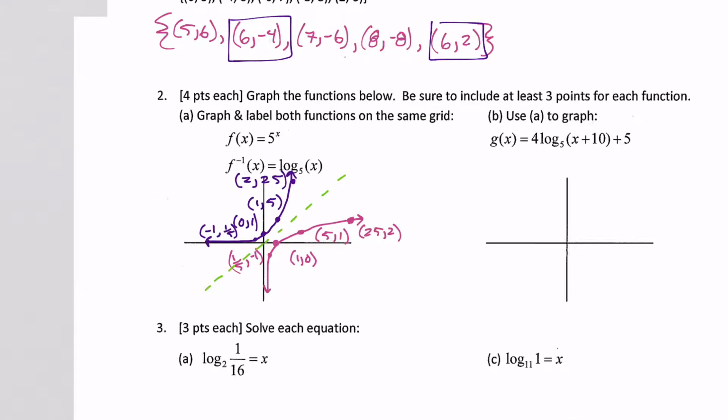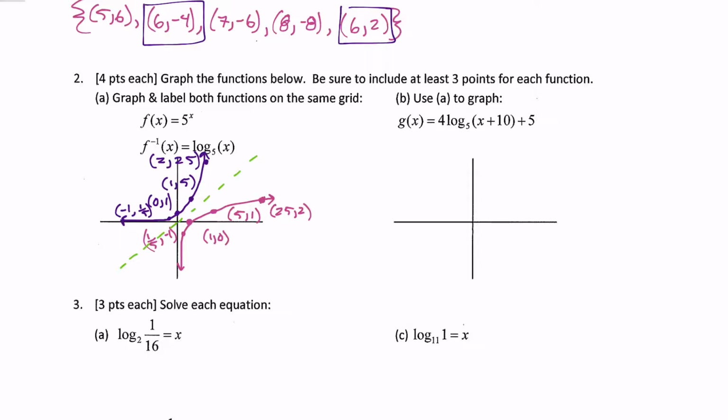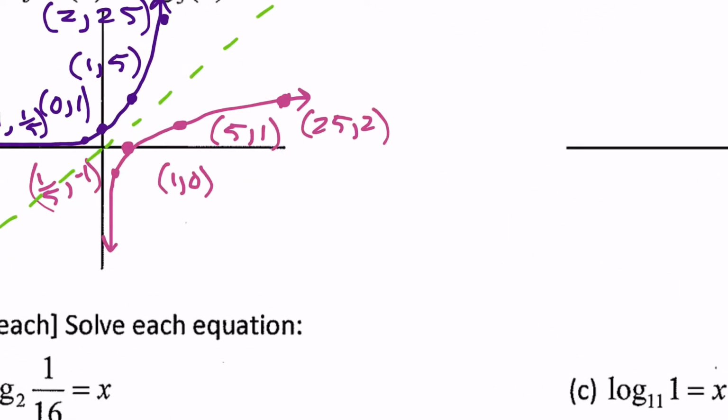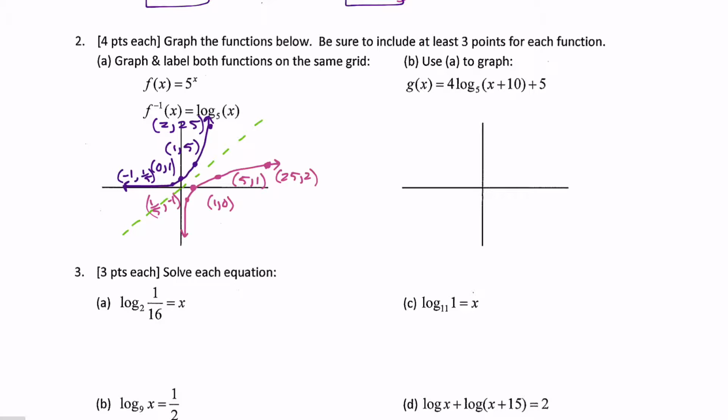There is our points. Now, B says use our results from A to sketch the graph of 4 times log base 5 of x plus 10 plus 5, which might sound scary at first, but all we need to do is use our pink graph. If we're using our pink graph, then we are going to just apply transformations to it.